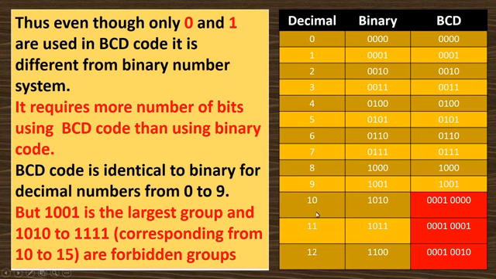Now remember that for 0 to 9, the equivalent binary and BCD are equal, but for two digits, binary and BCD are totally different. Okay, and remember that this 1001 is the largest group, means this is the largest BCD.